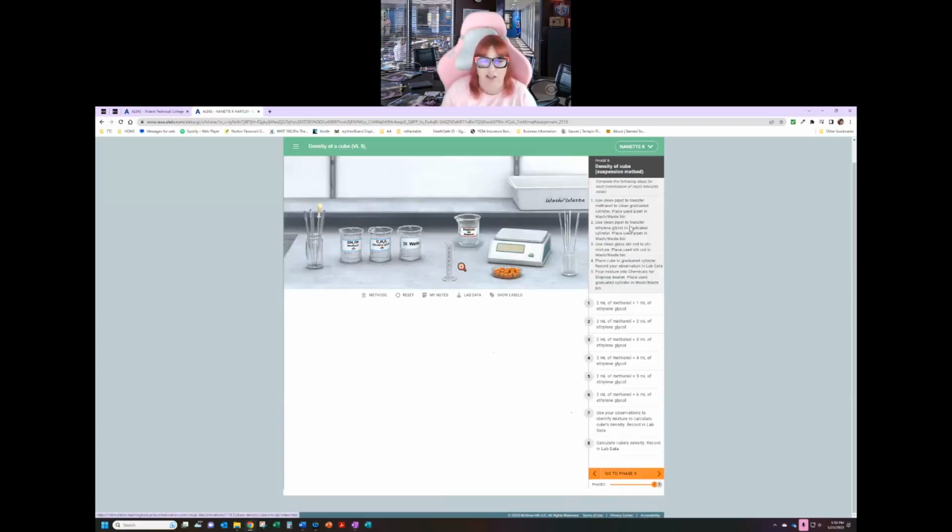Now, this is highly repetitive. Use a clean pipette to transfer methanol to a clean graduated cylinder. Okay.